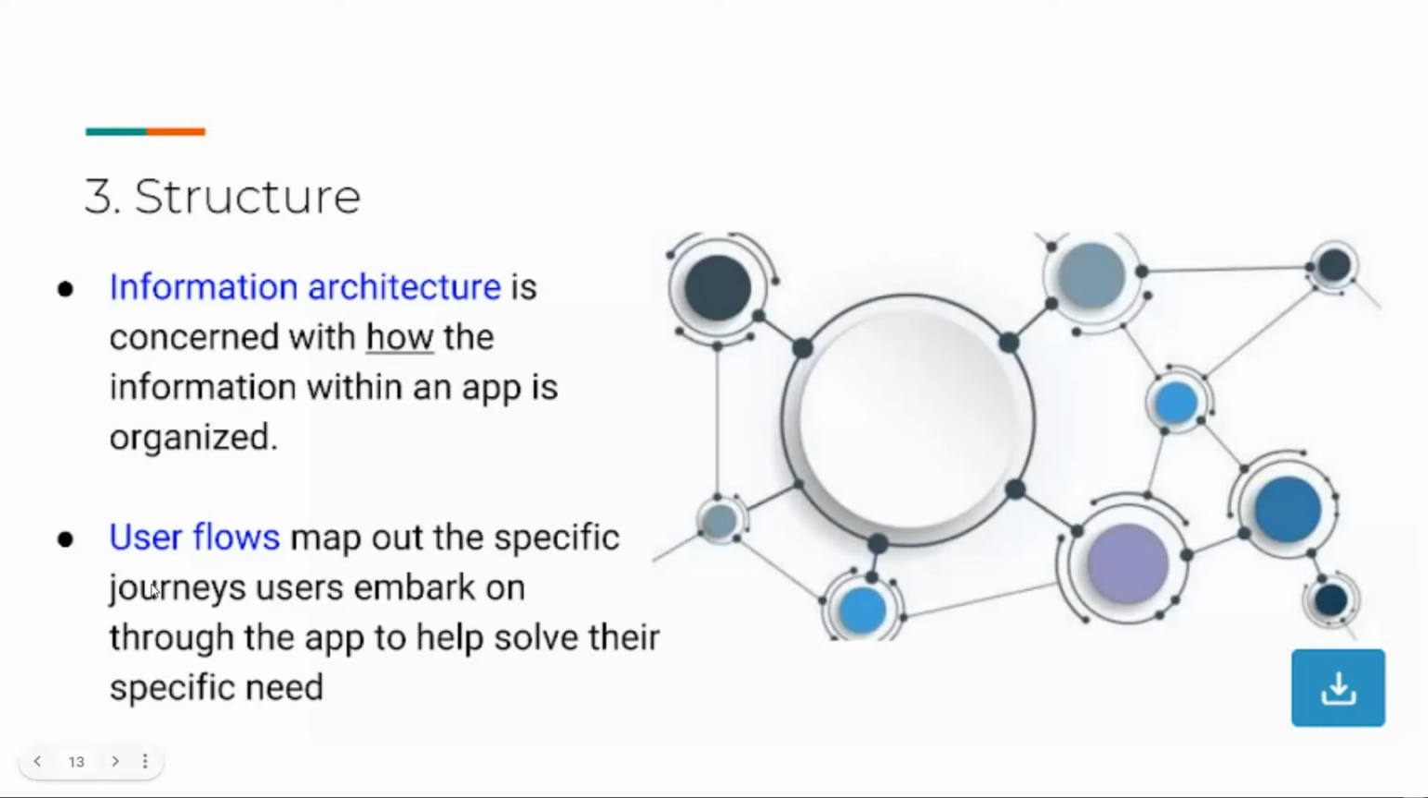Okay. So then we have user flows. User flows map out the specific journey users embark on through the app to help solve their specific need. So a user flow is a flow that shows how a user is going to perform a specific task. Let me give you a real life instance. It's like a flow chart.